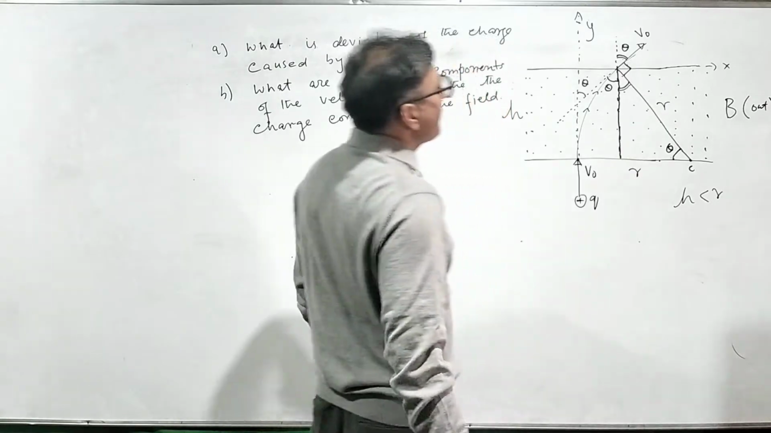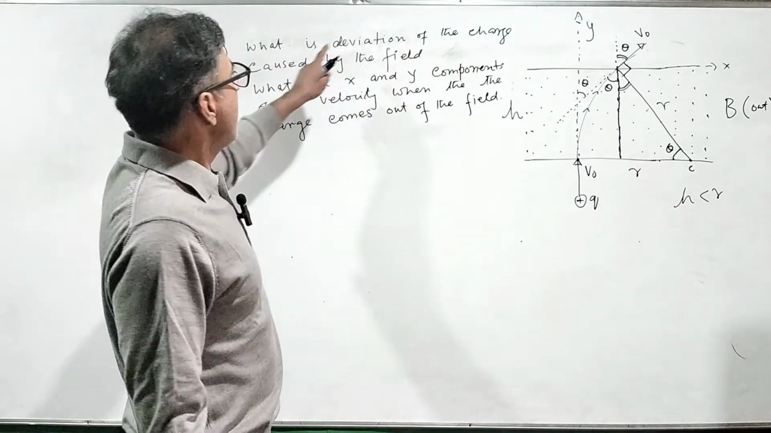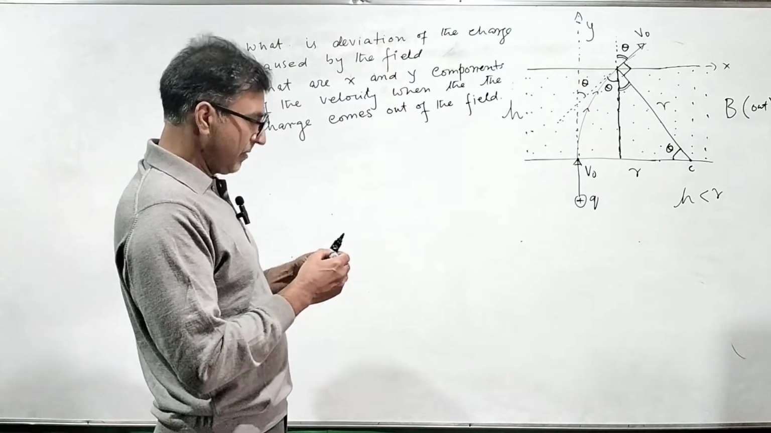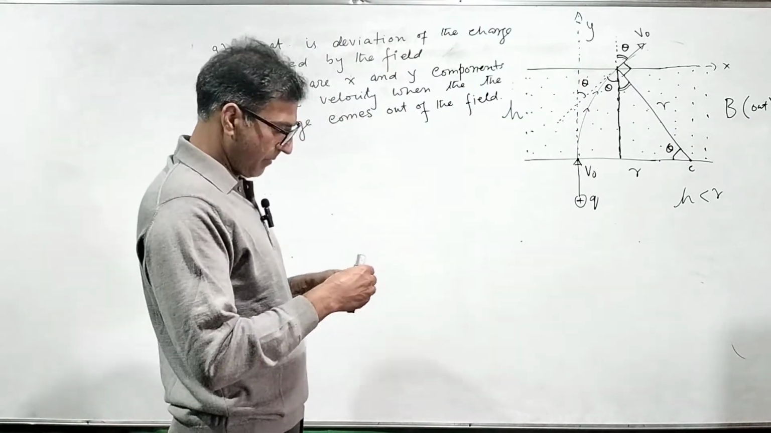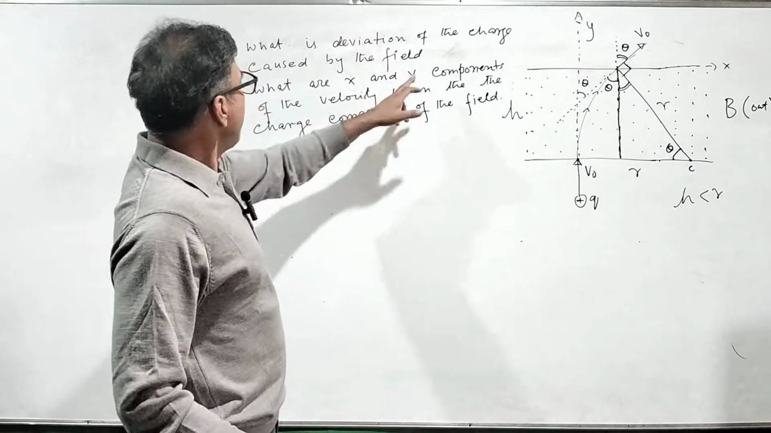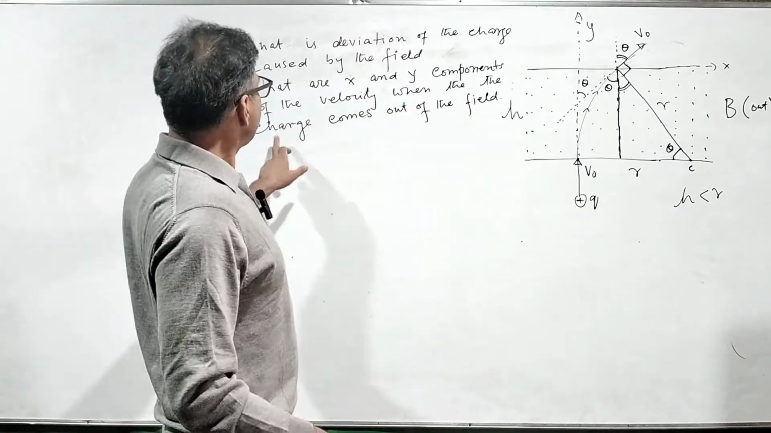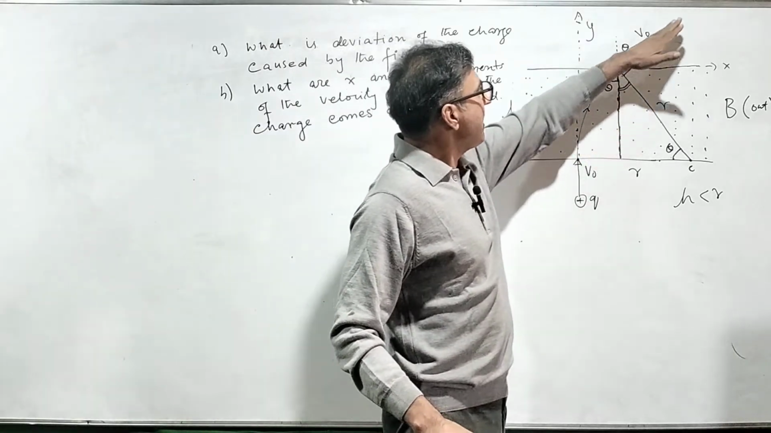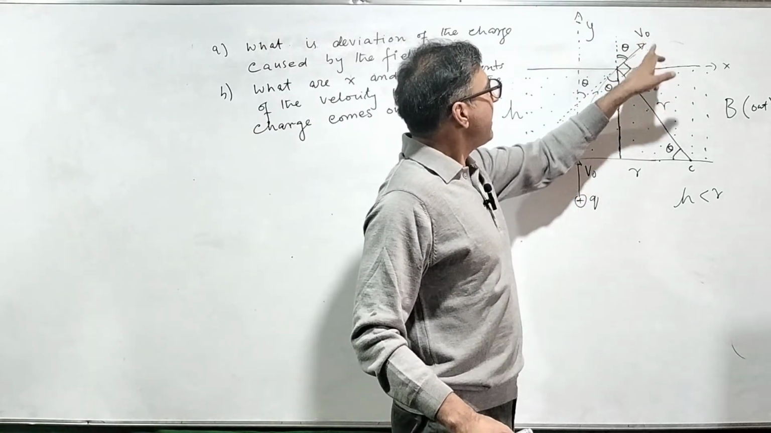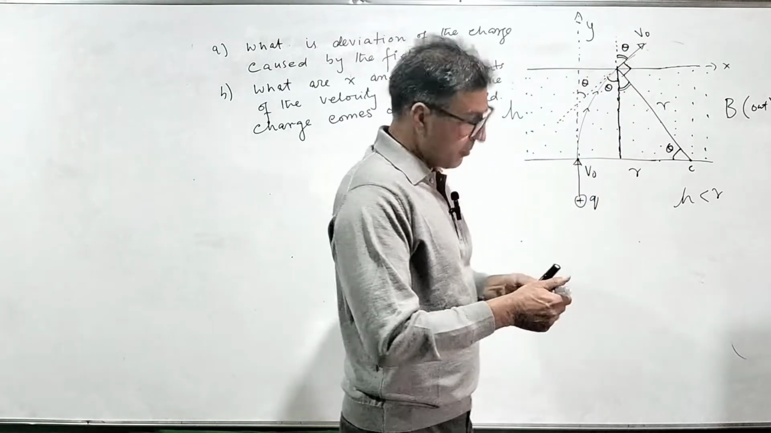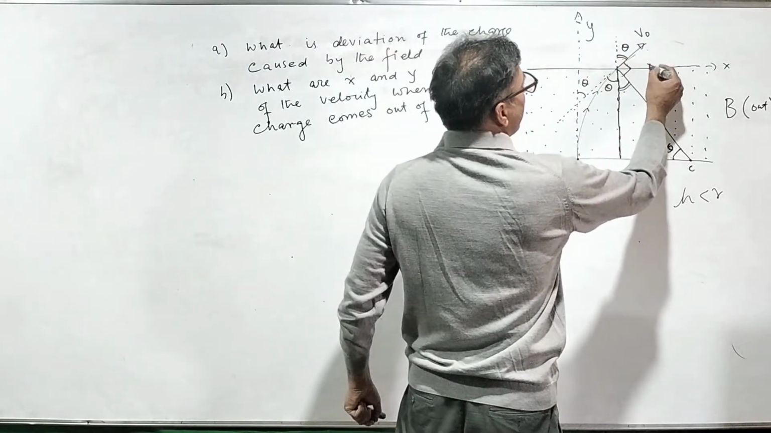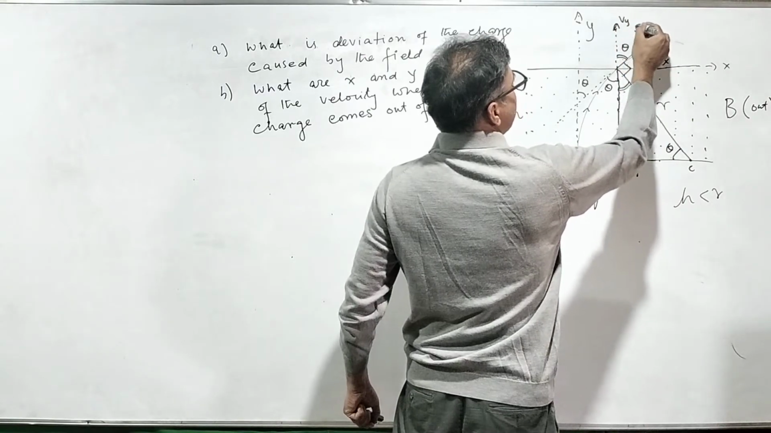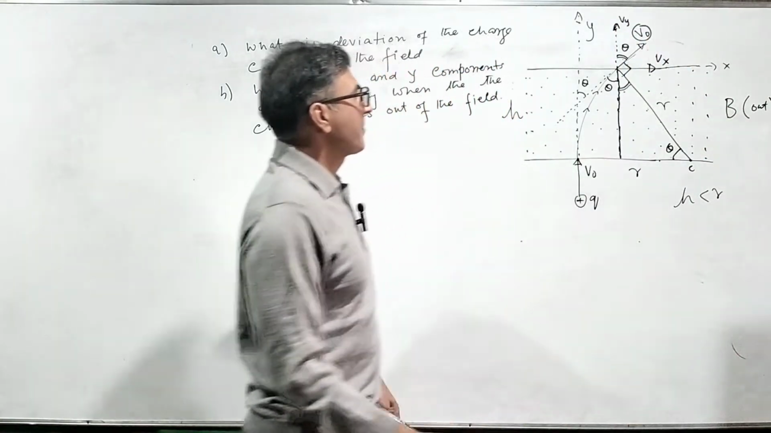and this will be theta. So finally we have to find what is this theta, and also what are the x and y components of the velocity when the charge comes out of the field. When this charge comes out of the field, what are the x and y components of this velocity? So I have to find vx and vy. I have to find its two components.